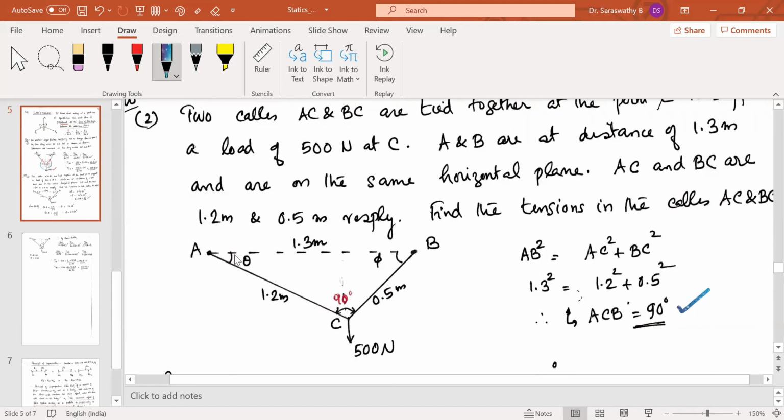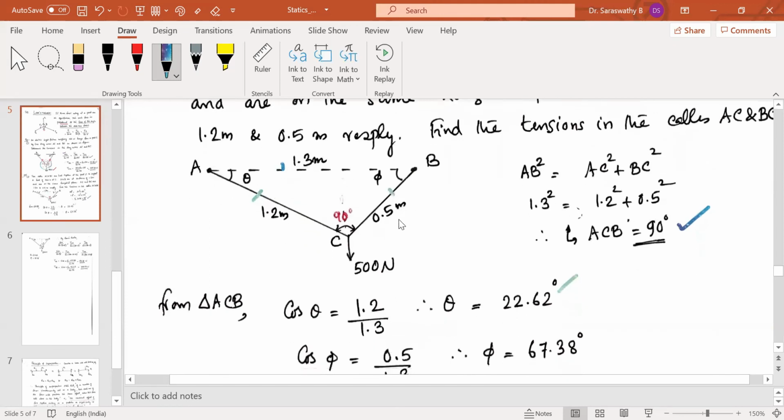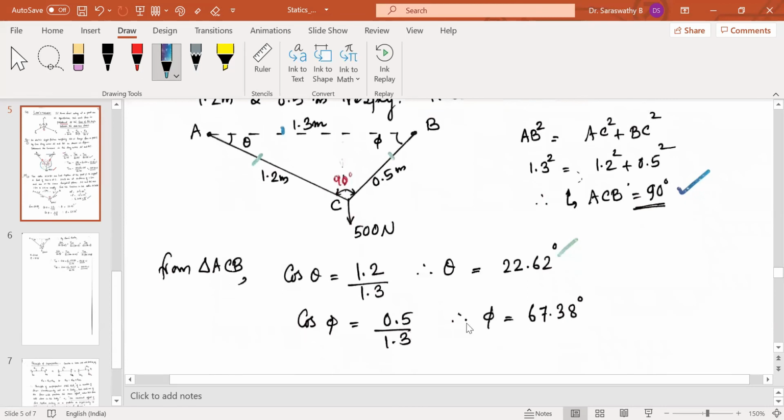So if you want to get theta, what do you do? This is the adjacent side, and this is the hypotenuse of the triangle. So I can write cos theta is equal to the adjacent side 1.2 divided by the hypotenuse 1.3. From that we get theta. Similarly, cos phi is equal to its adjacent side 0.5 divided by 1.3, so we'll get phi also. If this is 90 degrees, the three angles should total 180 degrees, so we'll get the angles theta and phi of the triangle.